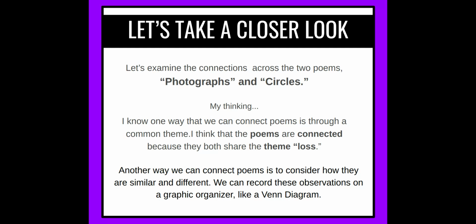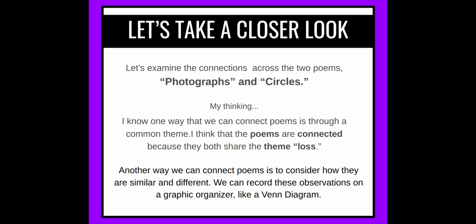Okay, so when we take a closer look, let's examine the connections across the two poems, Photographs and Circles. Here's my thinking. I know one way we can connect poems is through a common theme. I think that the poems are connected because they both share the theme loss. I know that in Photographs, the mother and the father were missing. I know in Circles that something broke that circle, whether it's death or a disagreement or whatever it is, it's still a loss.